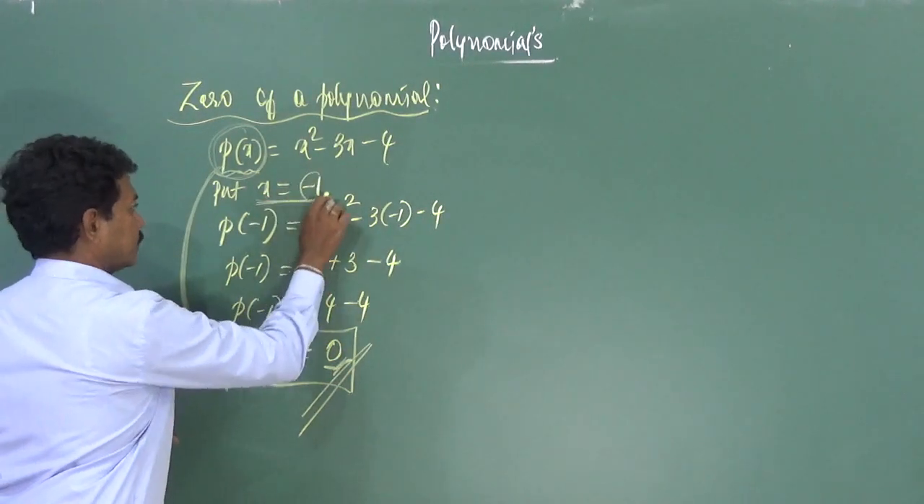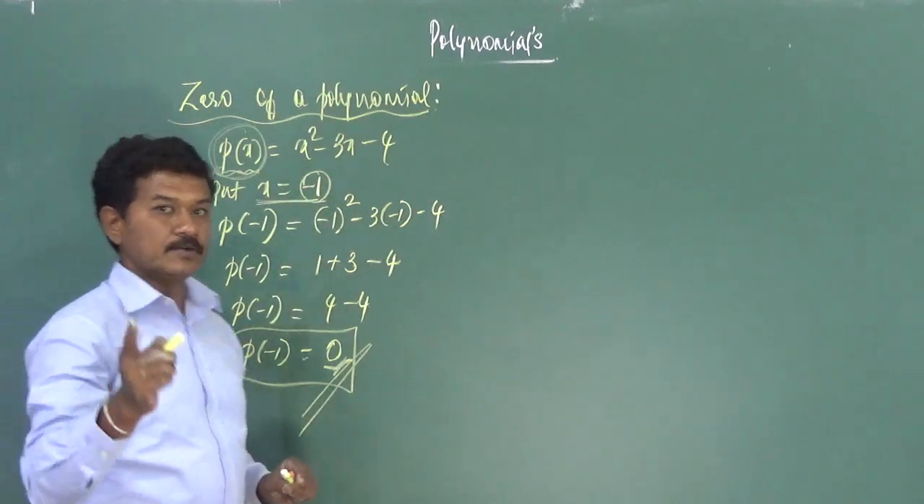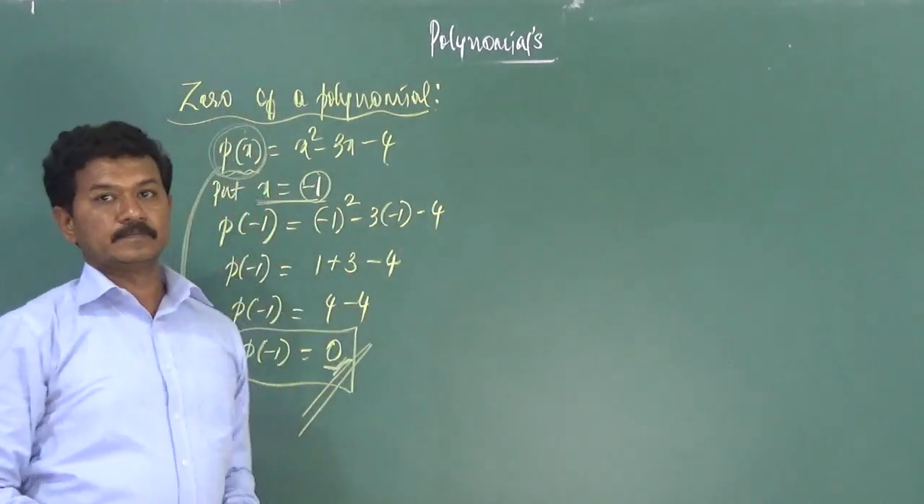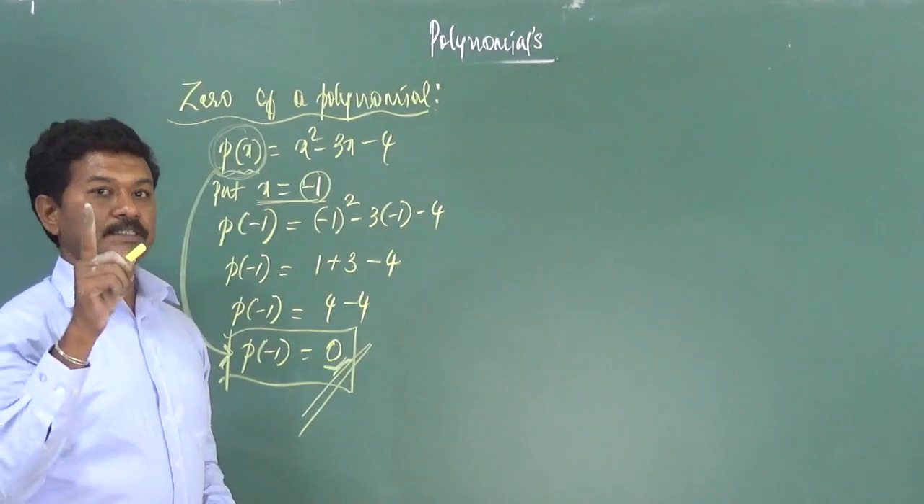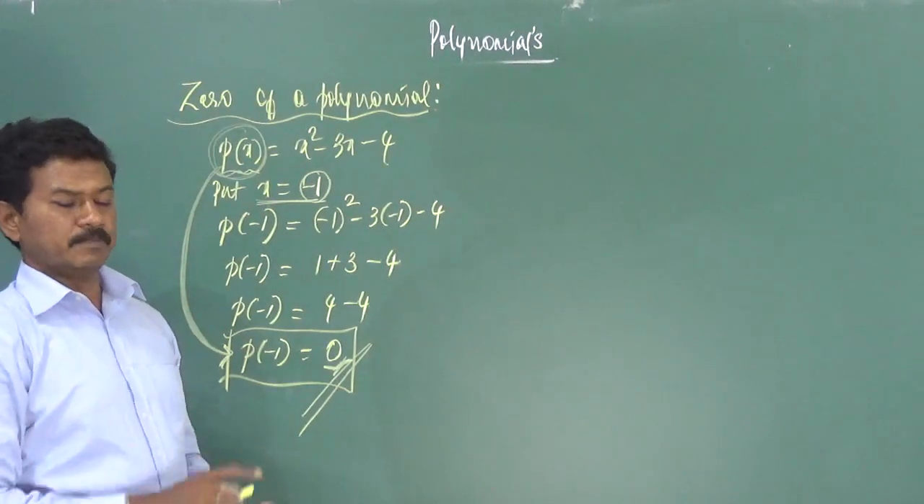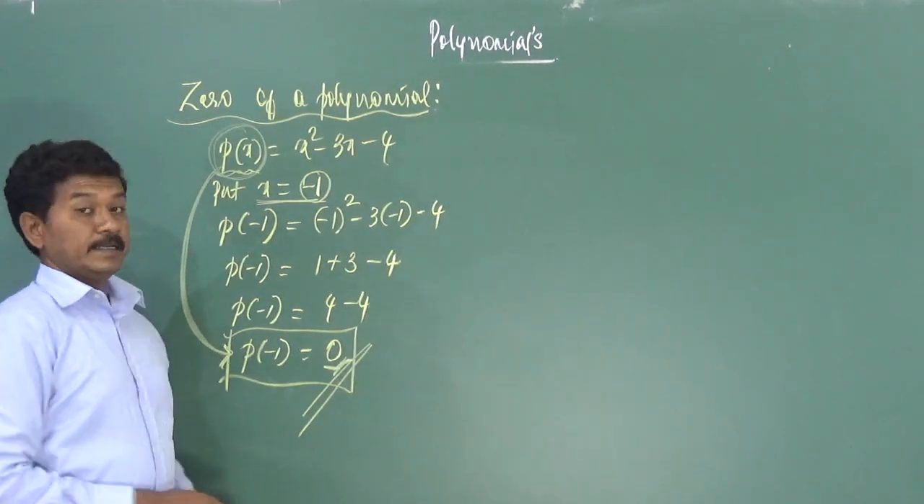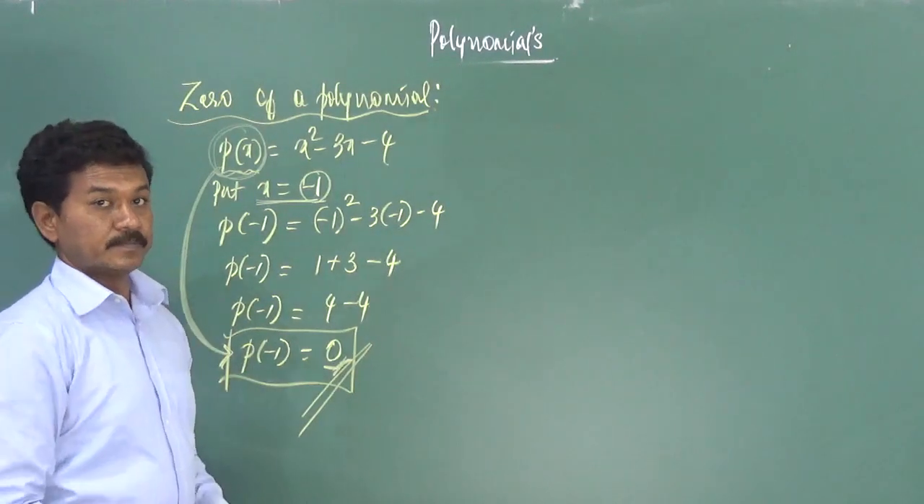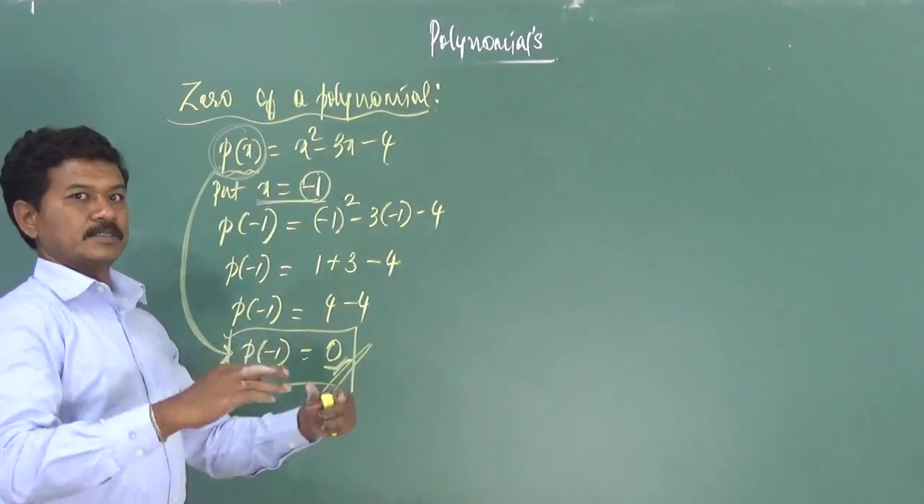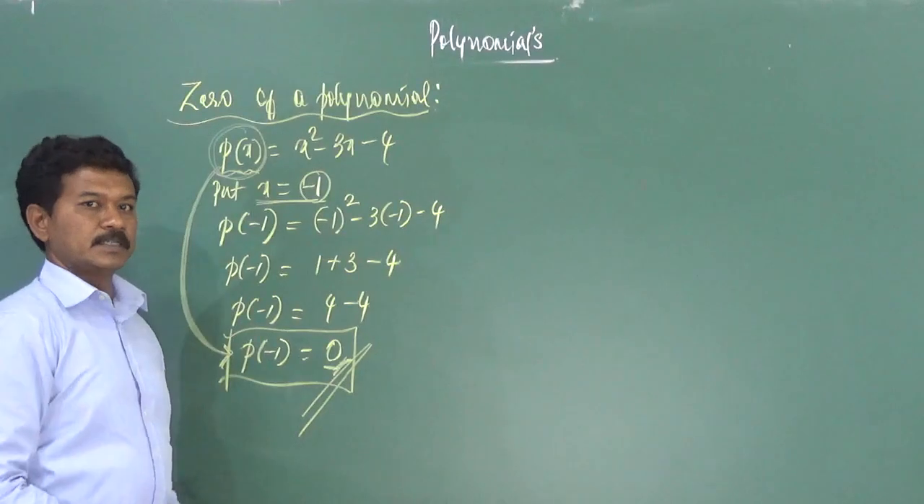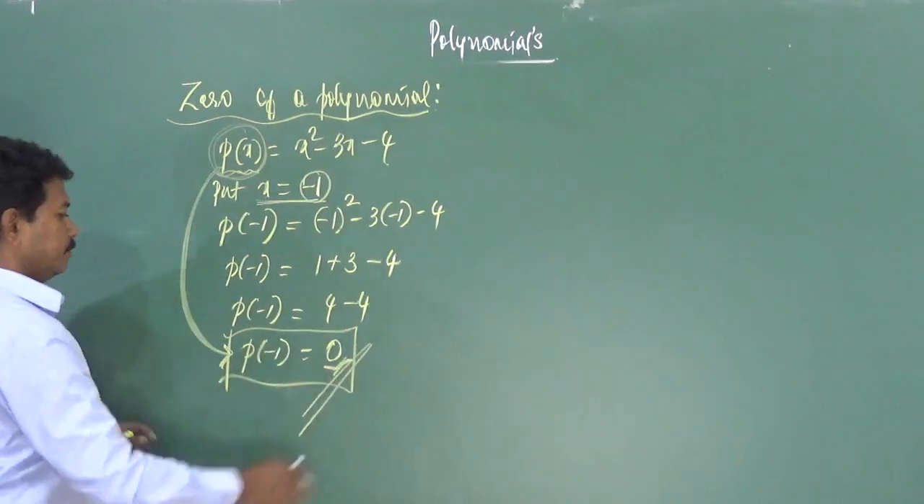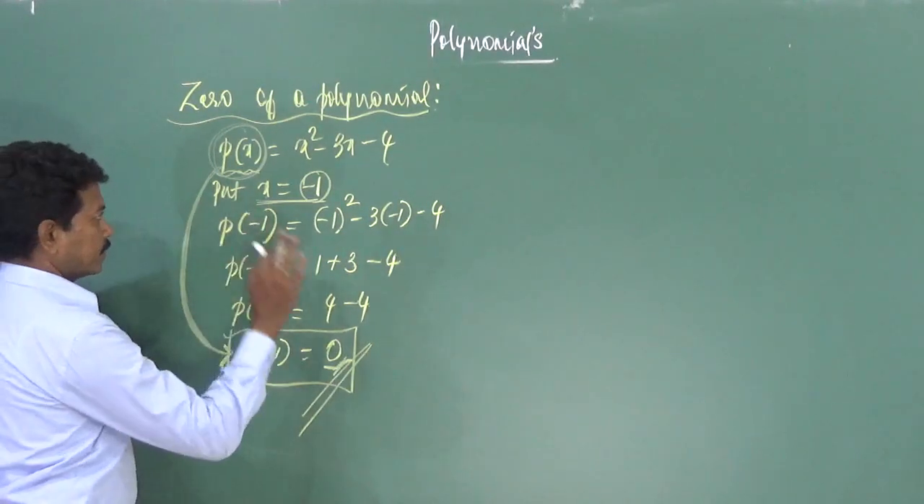Therefore, minus 1 is called the 0 of the polynomial. Many students at this point get confused, right? They may say, what is this? That may be their feelings, but actually it's very meaningful here. You have to remember this.